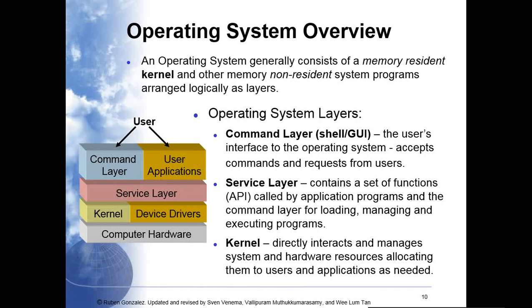Looking at the operating system, the overview of the different layers that are in it, typically it consists of a memory resident kernel. That's the thing that just works all the time basically, and other memory non-resident systems programs, and they're typically arrayed in layers. So if you start at the bottom, you have the hardware. Okay, so that's the actual physical stuff.